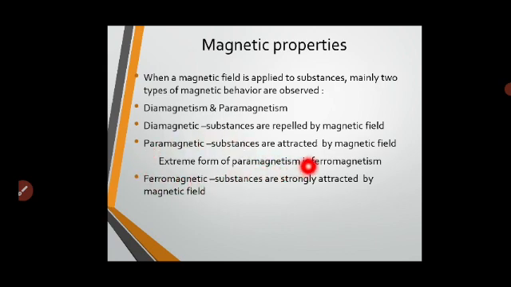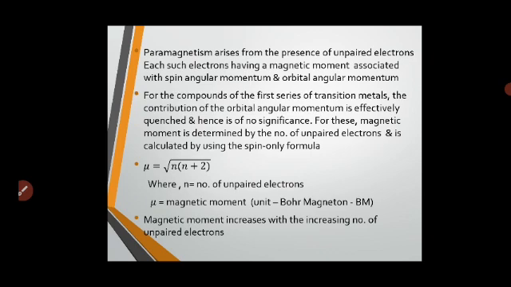Now in this, one more special property is shown, that is an extreme form of paramagnetism, which is called ferromagnetism. There are a few elements in this series which are strongly attracted towards the magnetic field, for example iron, cobalt and nickel. So these are called ferromagnetic substances. Now how is this magnetism calculated?